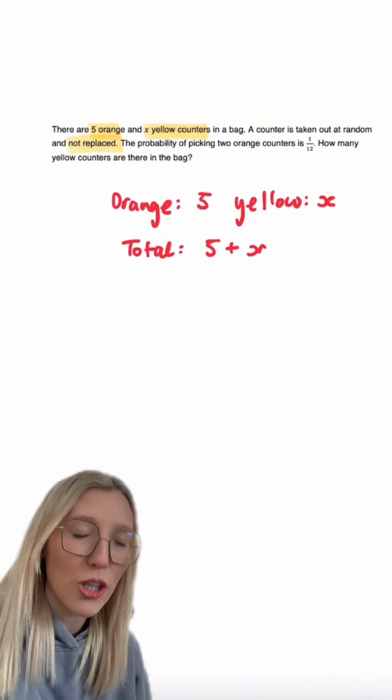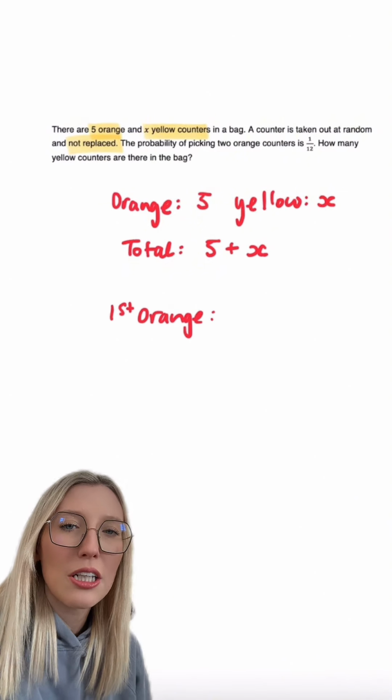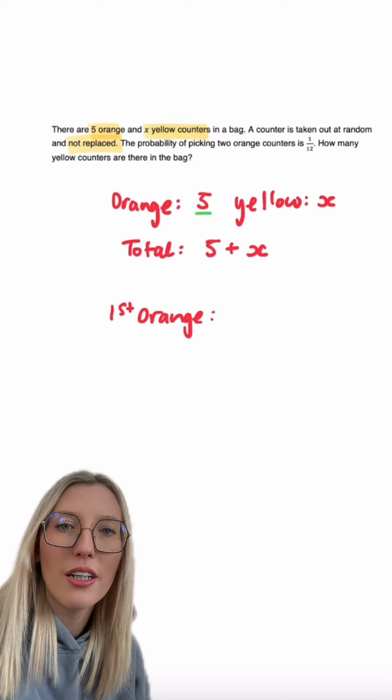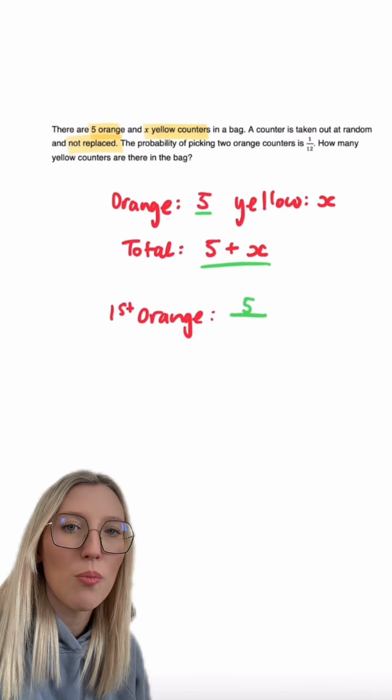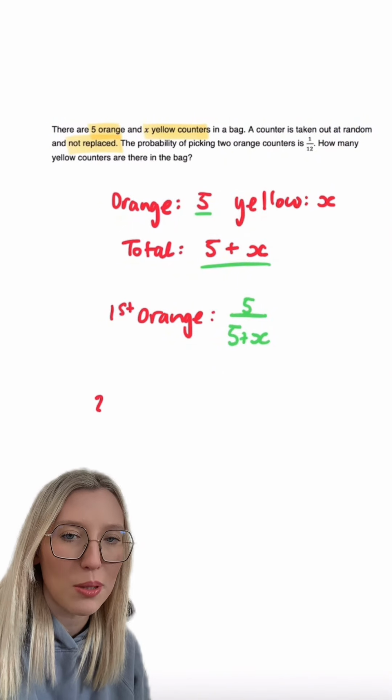So we need to work out the number of yellow counters. So firstly, the total number of counters is just orange plus yellow, which is 5 plus X. So if we take a look at the probability of taking out a first orange counter, we know there's 5 orange counters they can choose from out of a total of 5 plus X. So the probability is 5 over 5 plus X.